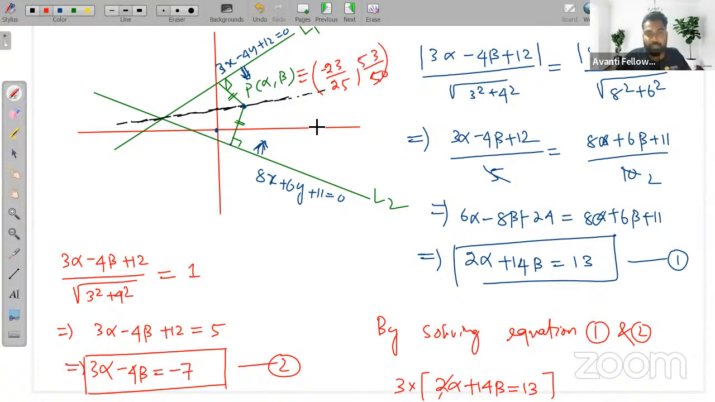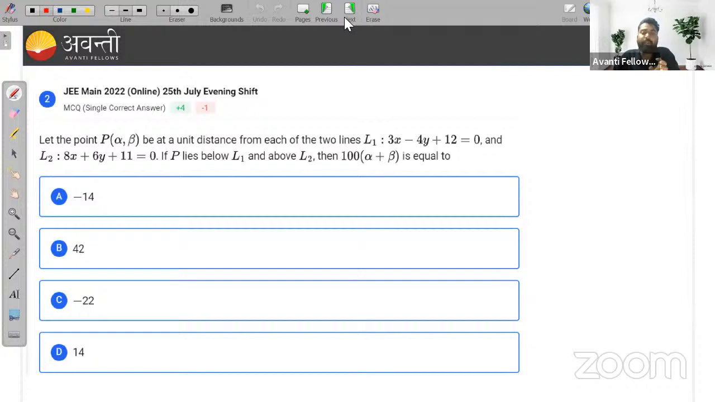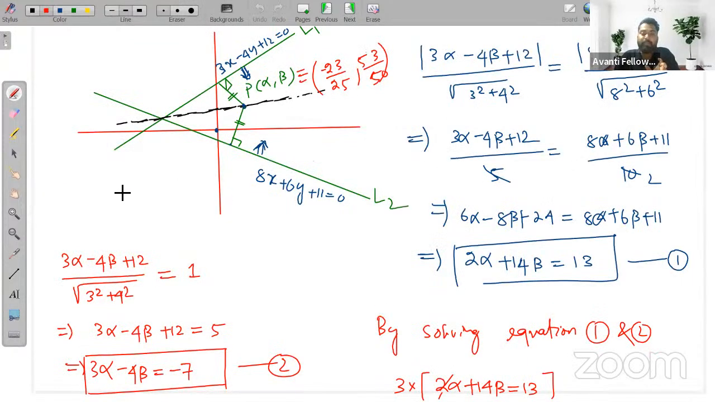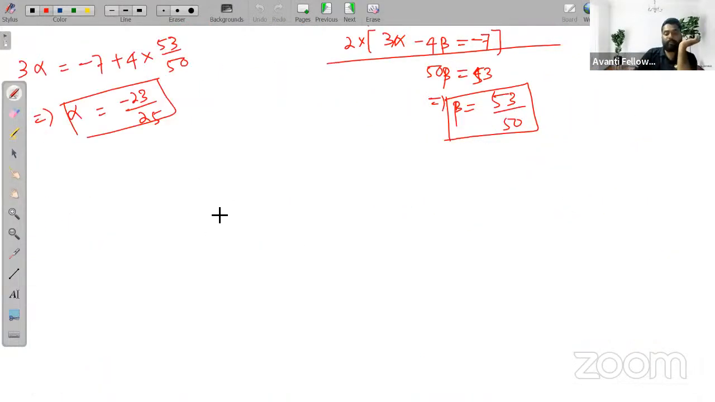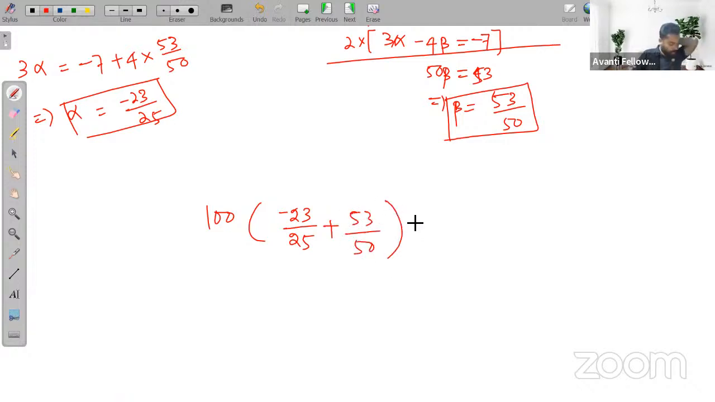Yes. Now you got the value of alpha and beta. Just put the value of alpha and beta here. You are asked to find the value of 100 into alpha plus beta. So the required answer is 100 into alpha plus beta, that is minus 23 upon 25 plus 53 upon 50. Solve it, and what is the answer you are getting?